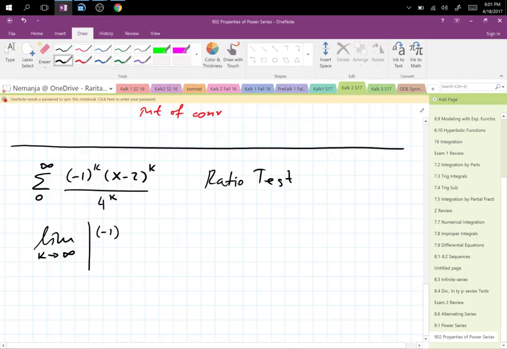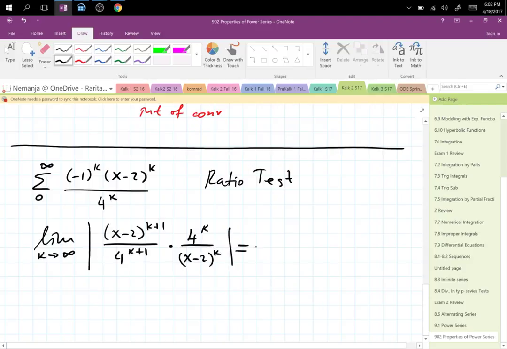First of all, I can just erase this negative 1 to the k. I'm not even going to write it, because absolute value will kill it every time, right? So values of negative 1 to the k are either positive 1 or negative 1, and this is in absolute values, so regardless whether it's positive or negative, absolute value will always make it a positive 1, so it doesn't change anything. So I just ignore that piece. So I have x minus 2 to the k plus 1 divided by 4 to the k plus 1 times, and I'm flipping this one immediately, so I save a step.